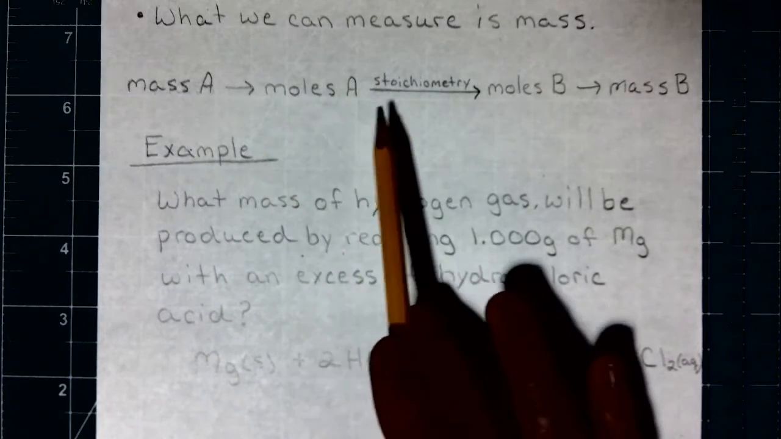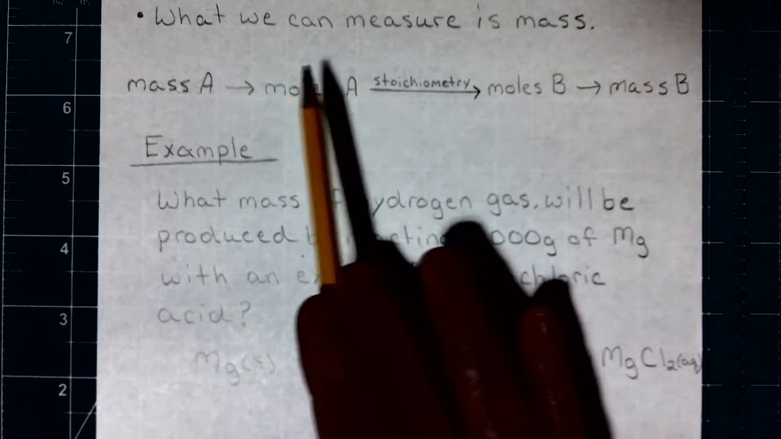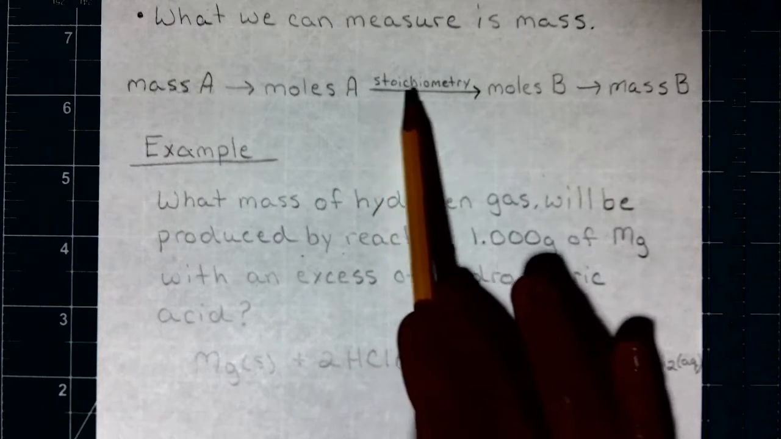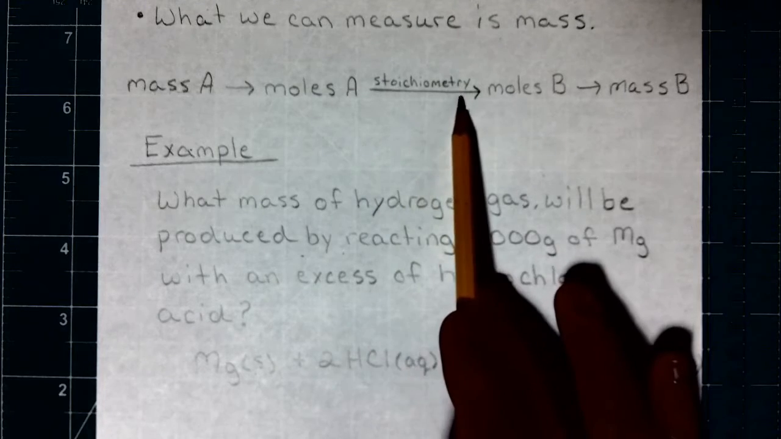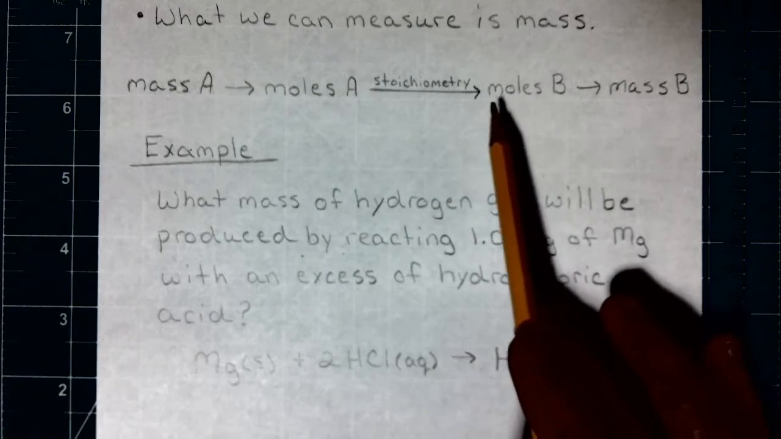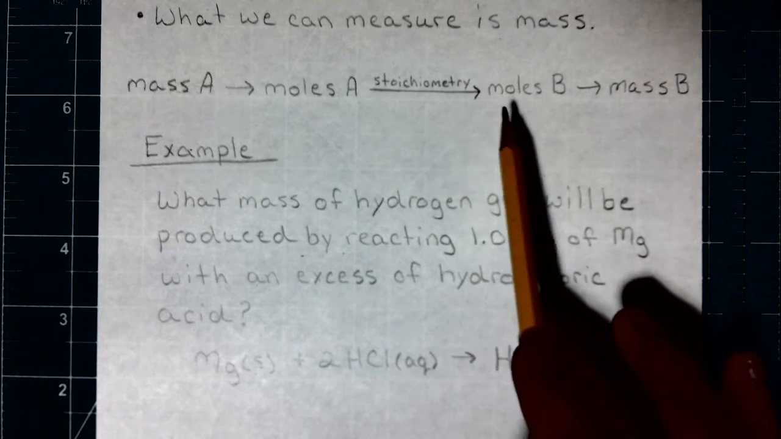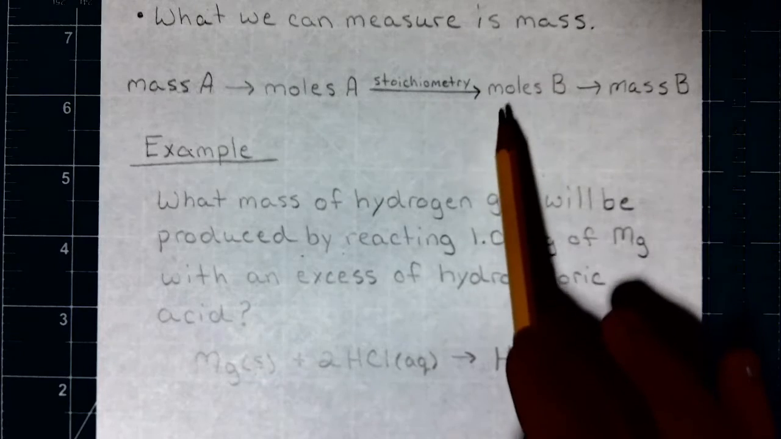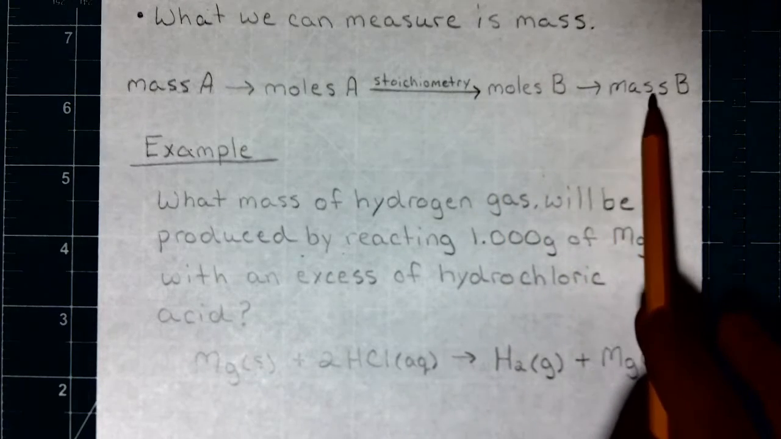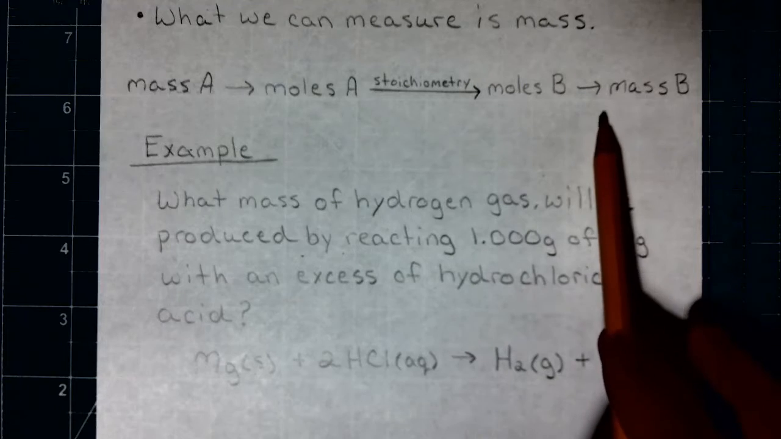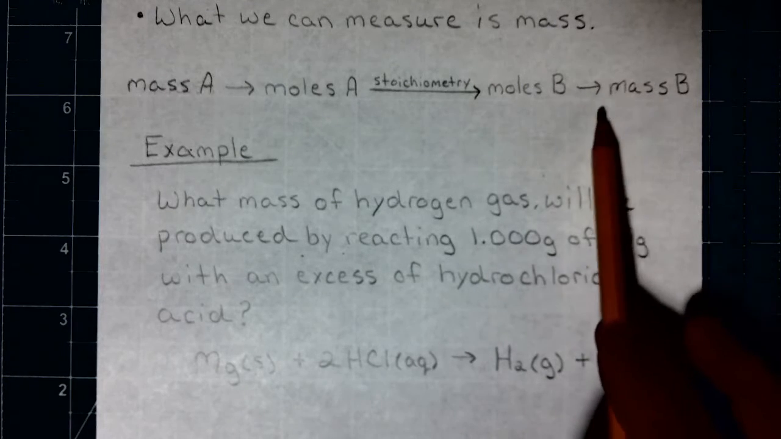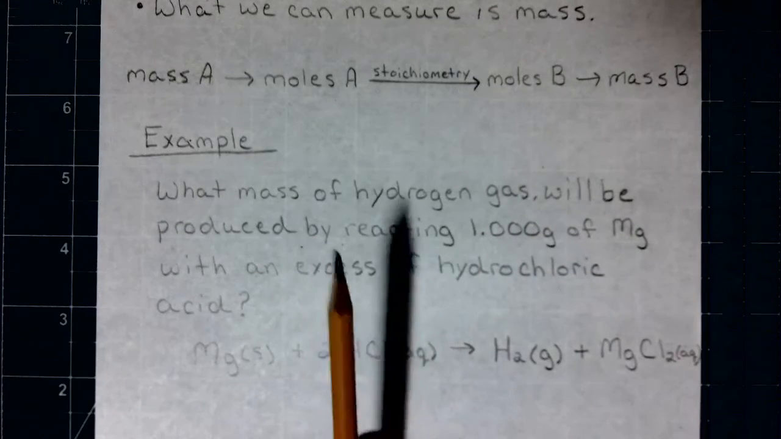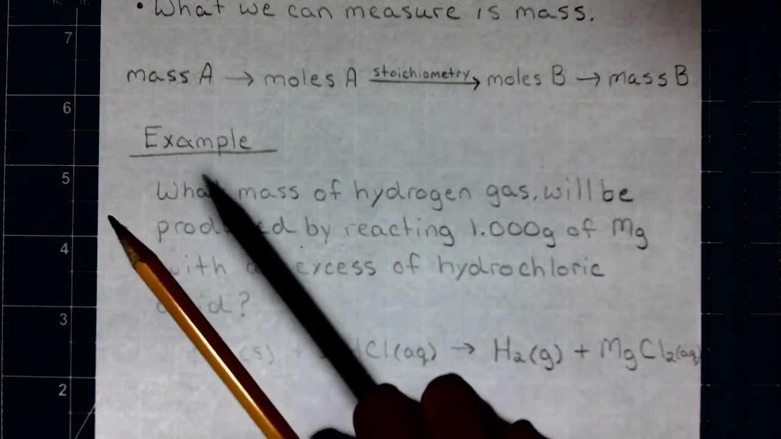We'll convert that over to moles using the formula weight, formula mass. We'll perform any stoichiometry that we need to get to some other part of the reaction, some other reagent or product. We'll then have the moles of that after using our stoichiometric factors, and then we'll convert that back over to mass, which is a measurable quantity that we can compare our results to. So let's look at a problem where we do just that.